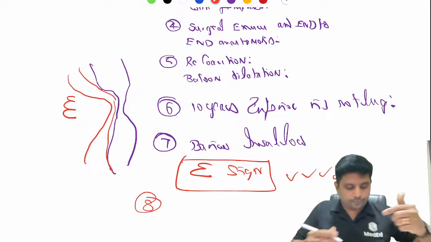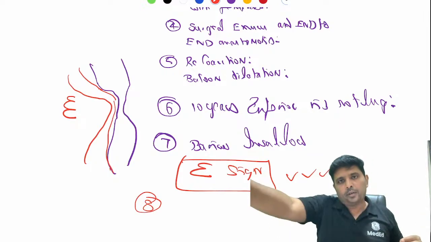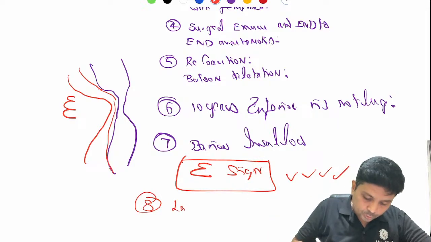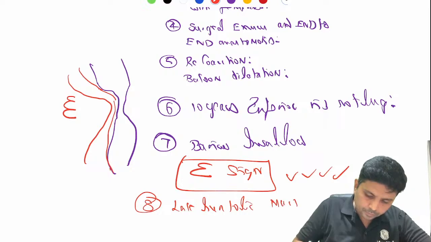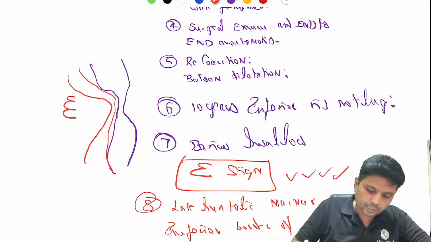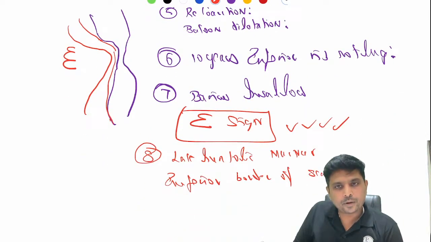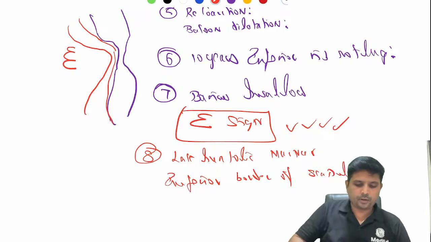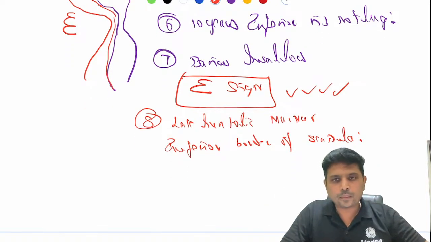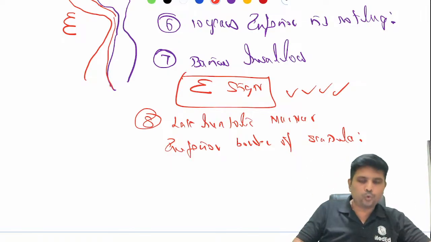And because of this coarctation, whenever blood flows through the narrowed segment, you can have a late systolic murmur in the inferior border of the scapula. Late systolic murmur in the inferior border of the scapula, you can hear in this area. That is a diagnostic clue.